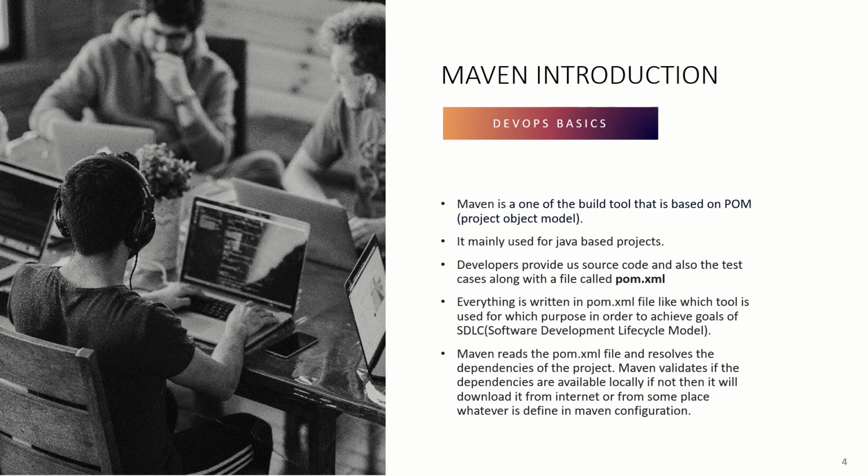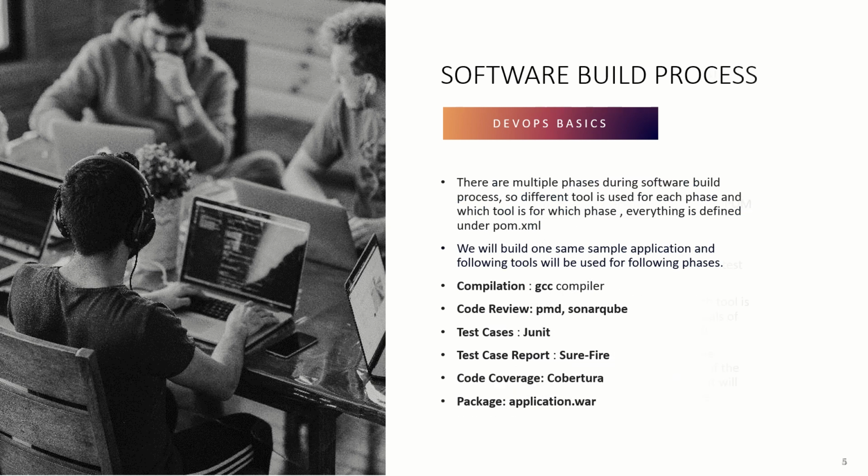And Maven, what does it actually do? It reads this pom.xml file and resolves the dependencies of the project. So Maven first validates whether all the dependencies are available locally on the machine where we are running the Maven command. If not, it will first connect to the central repository and download all the dependencies, and then the Maven command that we are trying to execute will be performed only once those dependencies are available locally. So Maven works in this way.